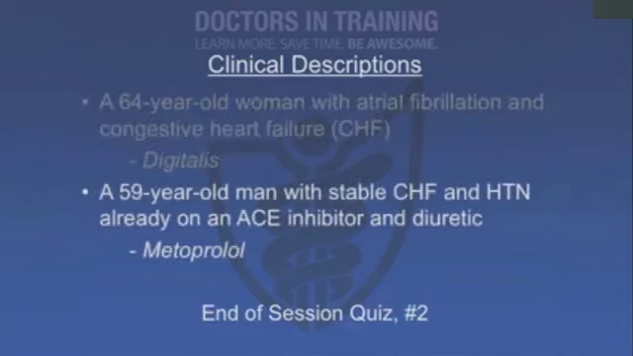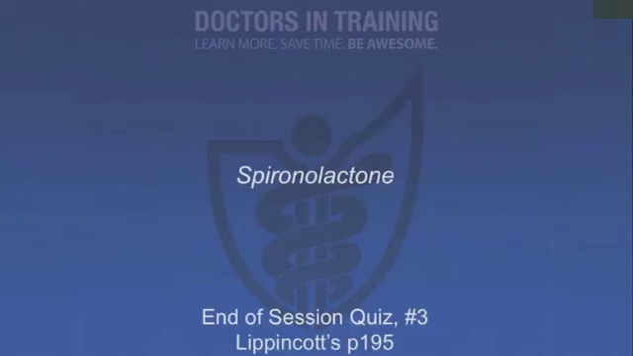Next, a 59-year-old man with stable CHF and hypertension, already on an ACE inhibitor and diuretic. Well, questionable, but the next one in line here, which is what we're getting to, would be metoprolol. So use that beta blocker, usually third line in this situation. Next question. Which heart failure drug can cause hyperkalemia, gynecomastia, and menstrual irregularity? So easy one, spironolactone, that aldosterone inhibitor can lead to these androgenic problems.